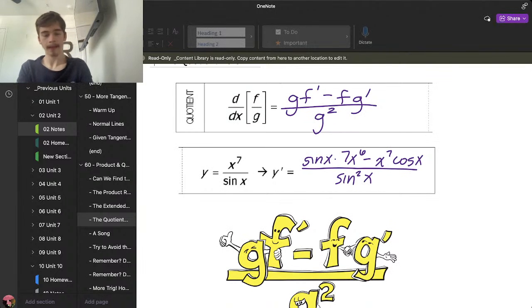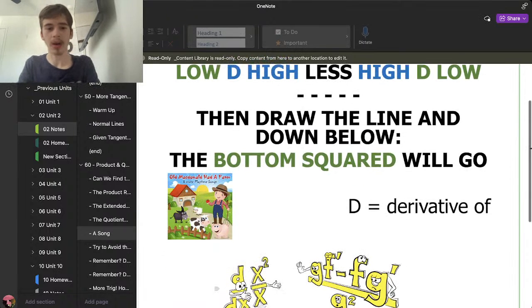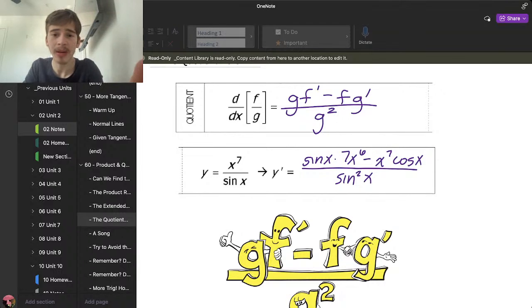Quotient rule. There's a little song. I don't know if you want to memorize it now. I wouldn't. The basic idea is take the derivative of the top times the bottom, minus the derivative of the bottom times the top, all over the bottom squared.